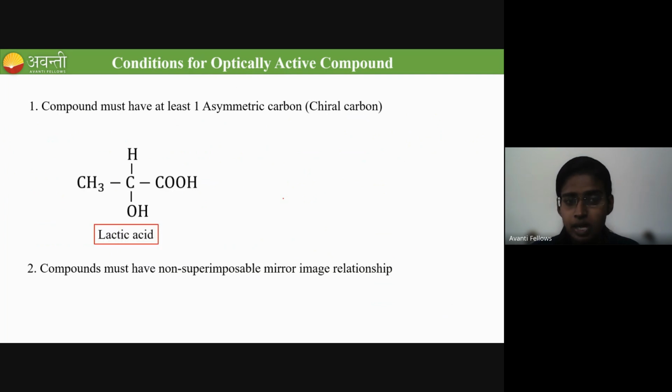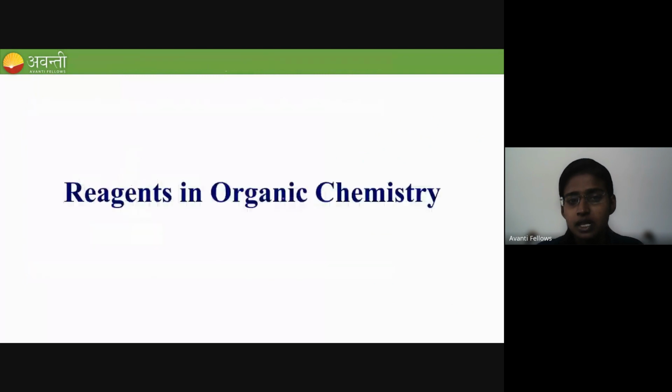One more example. Lactic acid is taken as an example here for you. In this lactic acid, you see in the center I have a carbon and that carbon is attached with four different groups. One is hydrogen, the other one is CH3, third is OH, fourth one is COOH. So it possesses the optically active center.